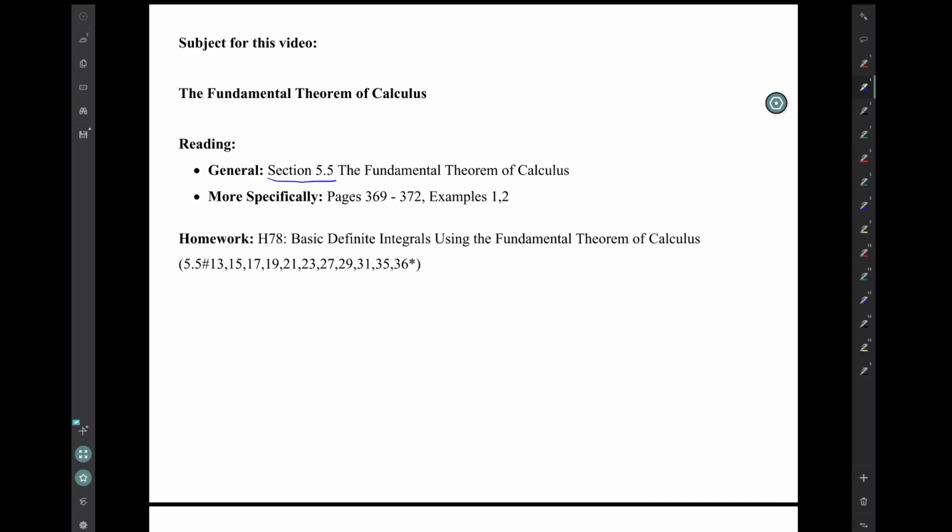More specifically, the first few pages of that section, examples 1 and 2, are relevant to what we're doing in this video. The corresponding homework is this fairly large collection of exercises from section 5.5.